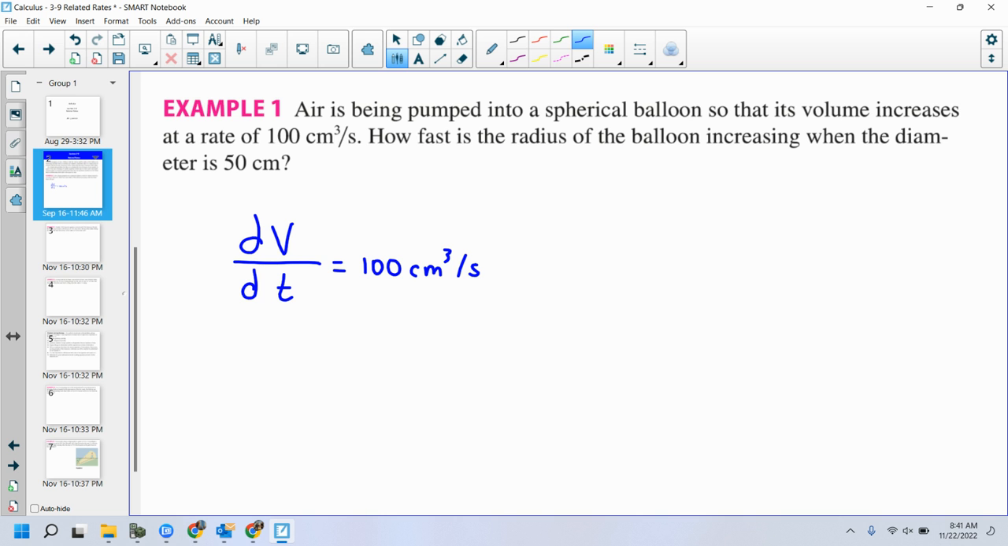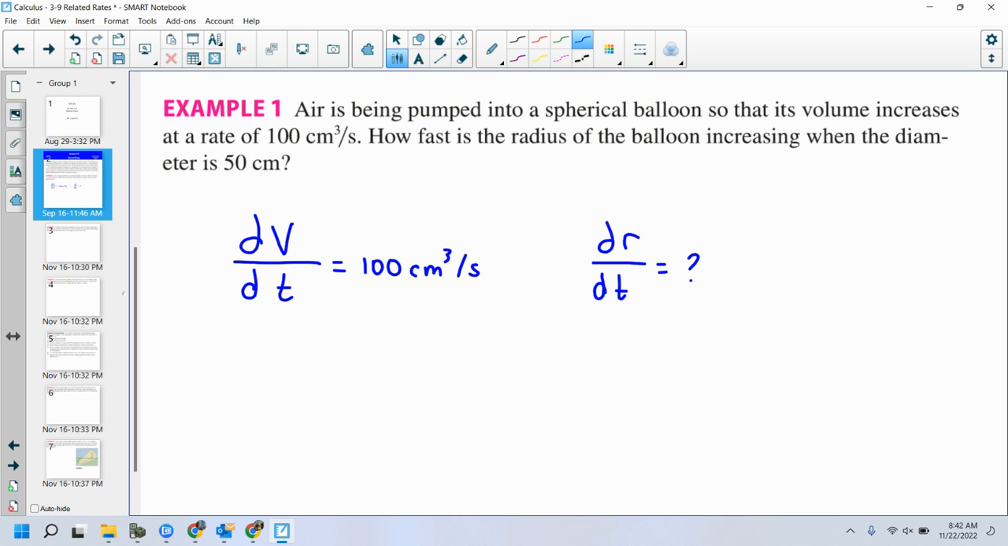Okay, 100 centimeters cubed per second. That's dV/dt. What are we looking for? What's the other rate that's related to this? The rate of change of the radius, right? We need to find dr/dt. That's what we don't know.